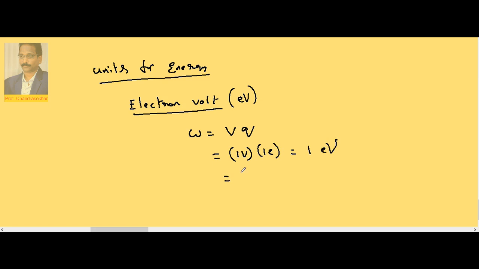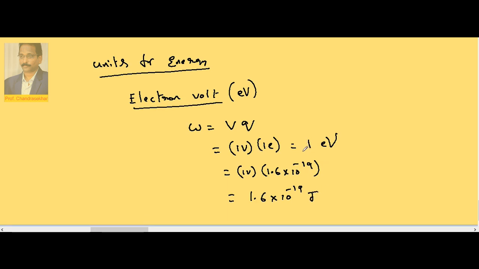What is the absolute value? 1 volt. We know that the charge of the electron is 1.6 into 10 to the power of minus 19. So this is 1.6 into 10 to the power of minus 19 joule. Therefore, 1 eV is equal to 1.6 into 10 to the power of minus 19 joule. This is also used while calculating energies.